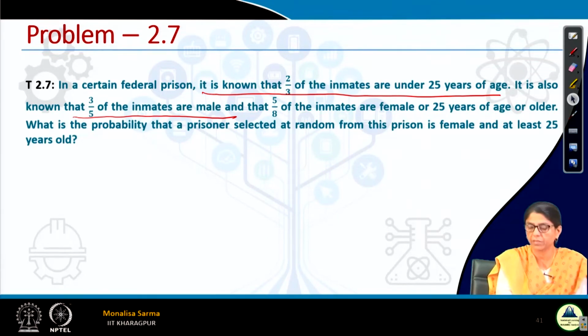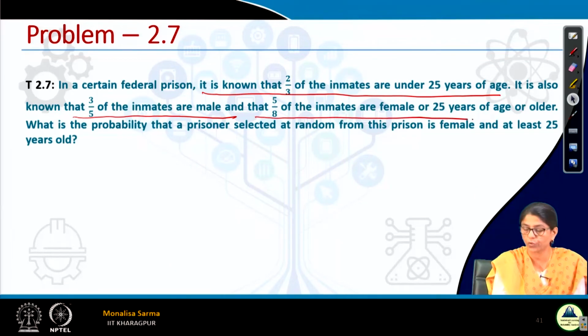And 2/3 of the inmates are under 25 years. So what is the percentage above 25 years? It will be 1 minus that, right. That is under 25 years, less than 25, not equal to 25. Then the other piece of information here is that 5/8 of the inmates are female or 25 years of age or older.